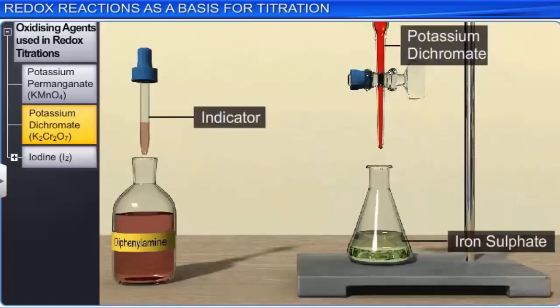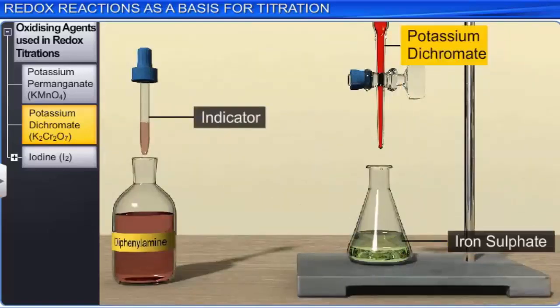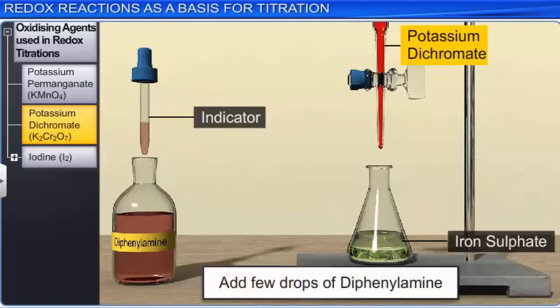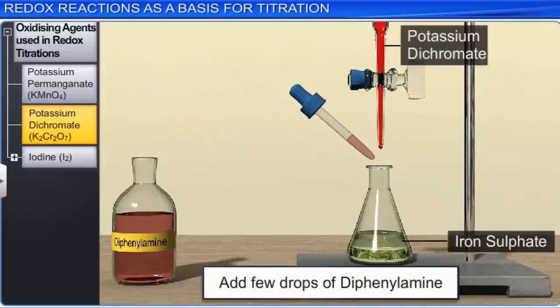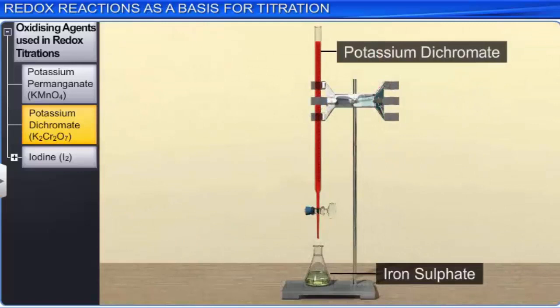For example, in the estimation of iron using potassium dichromate, diphenylamine is used as an indicator to detect the end point. In this reaction, potassium dichromate oxidizes diphenylamine just after the equivalence point to produce violet-blue color, thus indicating the end of the titration.